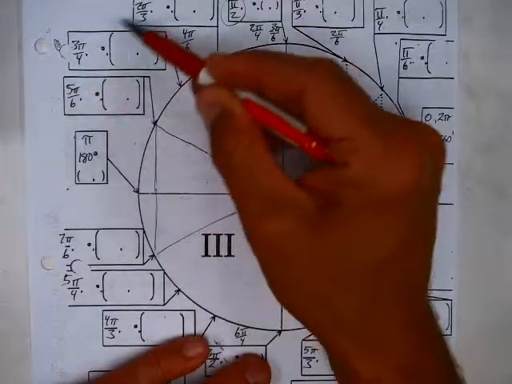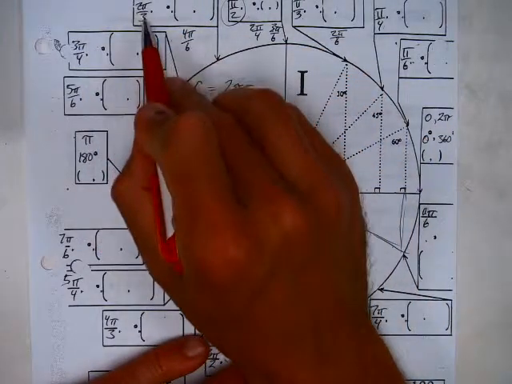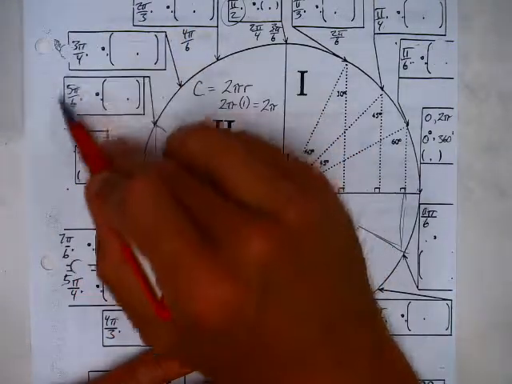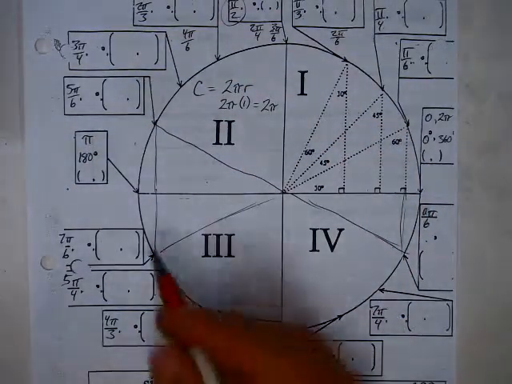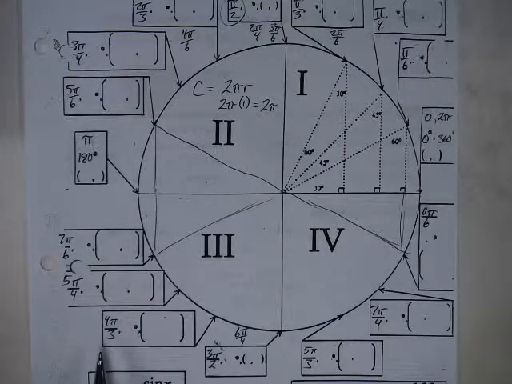But if you look at all these in the second quadrant, the numerator is 1 less than the denominator: 2 over 3, 3 over 4, and 5 over 6. So if the numerator is 1 less than the denominator, you know when you're in the second quadrant. When you get down to the third quadrant, the numerator is 1 more than the denominator: 7 over 6, 5 over 4, and 4 over 3.